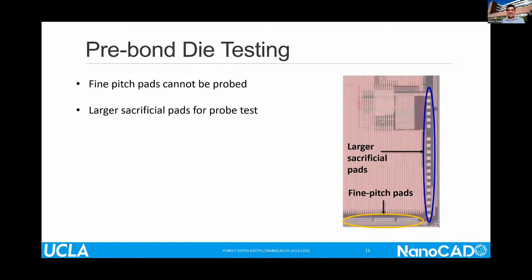Test. This was hinted at in the previous slide, and the approaches are not new. We are essentially using some of the approaches that were highlighted in the previous talk. For pre-bond die testing, we had large sacrificial pads which could be probed, a relatively small number of them, and then the actual signaling pads are much smaller. The signaling pads at the bottom, which you can see in this orange circle, are at 10 micron pitch. The probing pads are much larger, and they are meant to be probed using standard probing methods. But the sacrificial pads are not bonded. They are truly sacrificial.